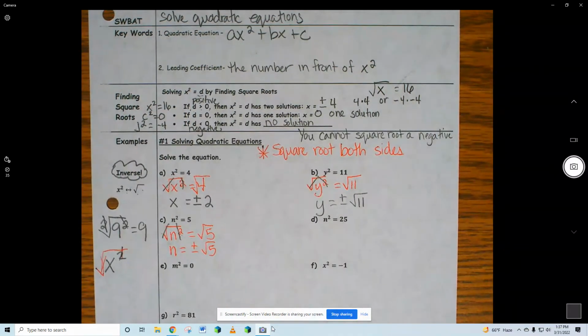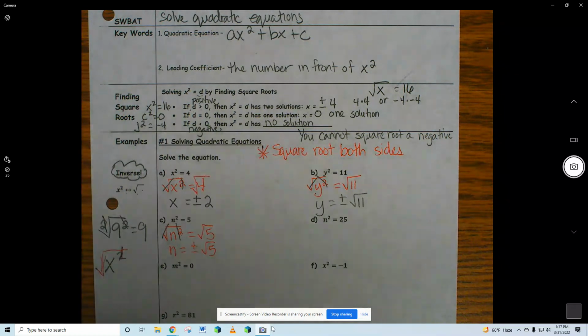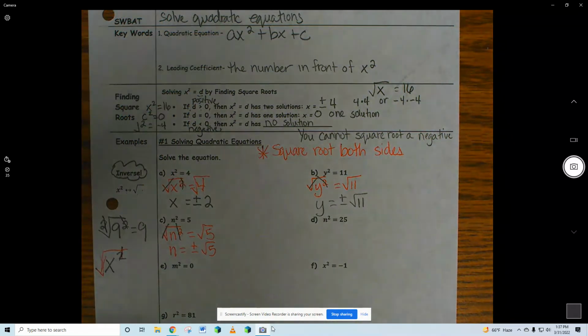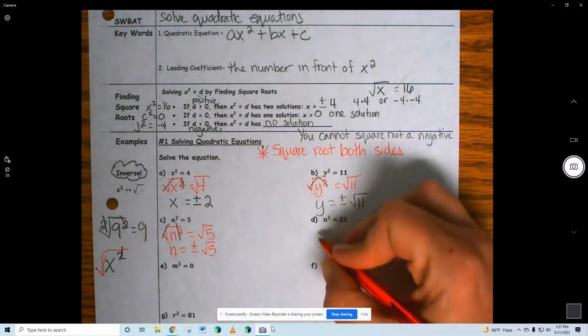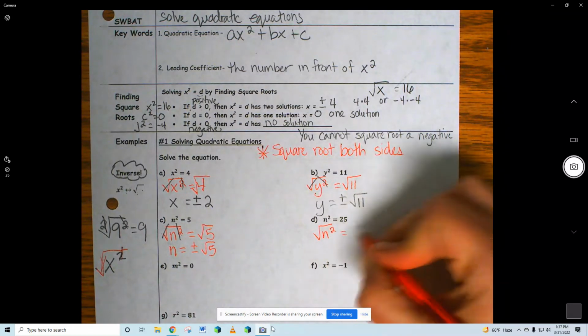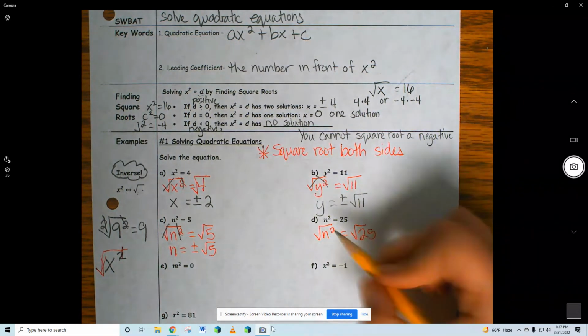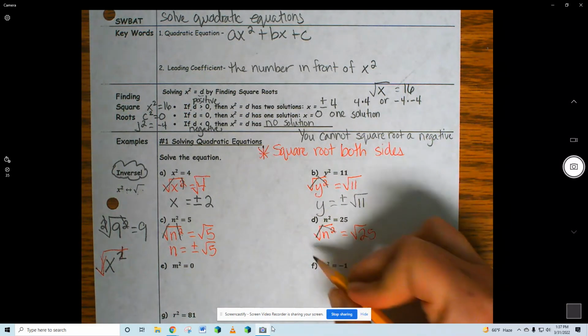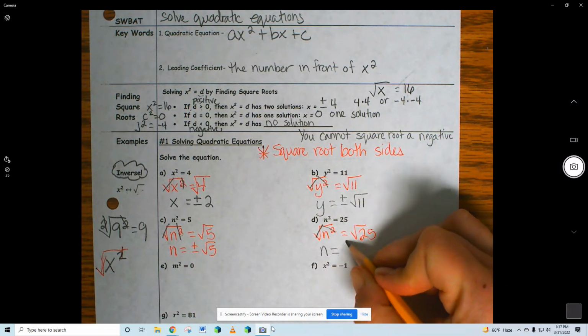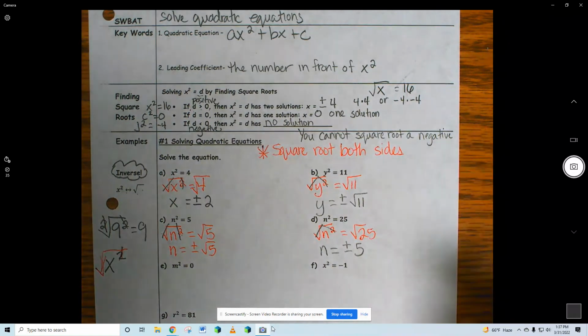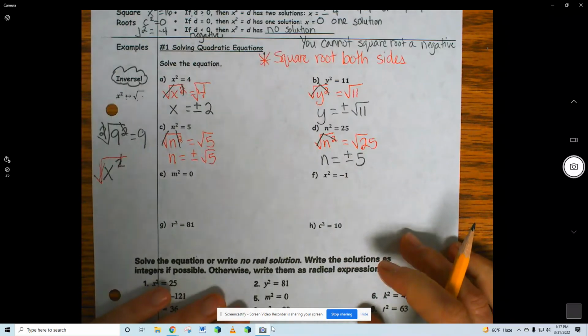All right, what'd you get? Out loud, tell me, what'd you get? Oh, n equals positive or negative 5. All right, so you square rooted both sides. The squared and the square root cancel. N equals, and a lot of you said plus or minus 5. You're right. 25 is a perfect square. Easy.